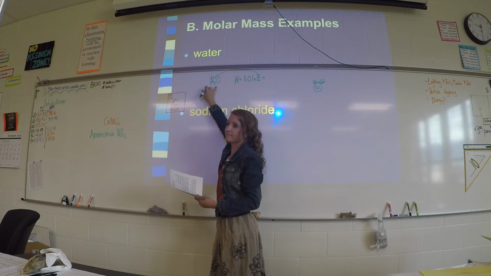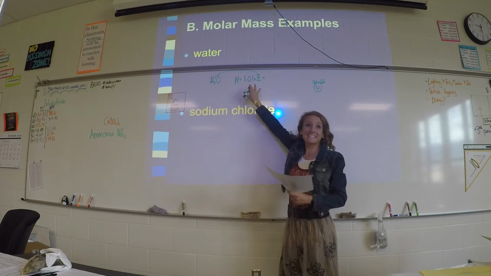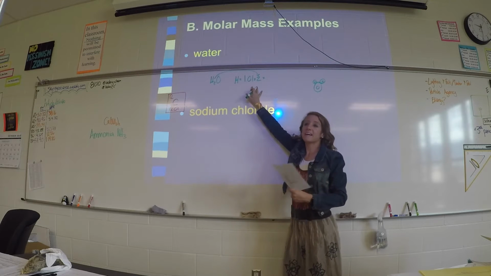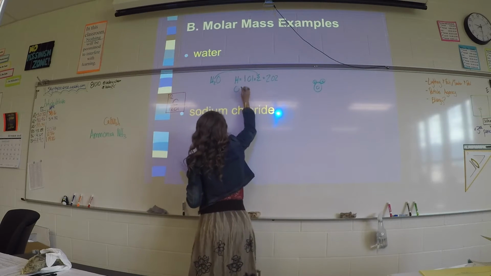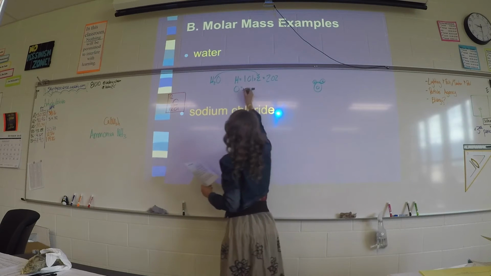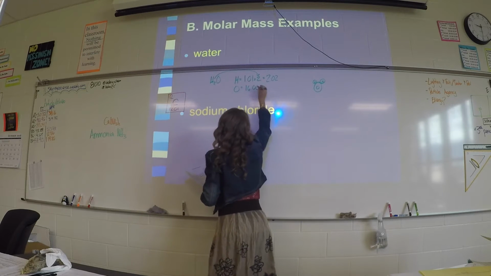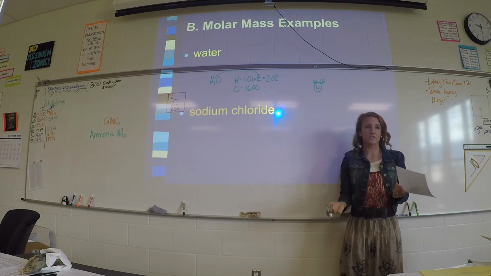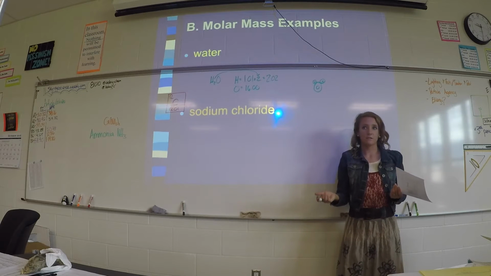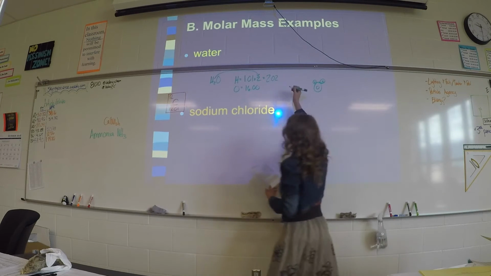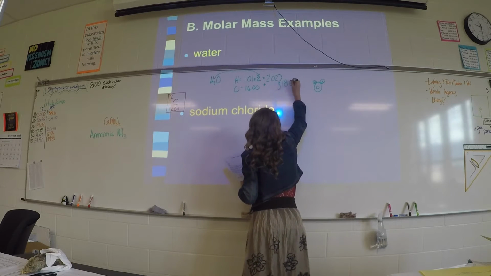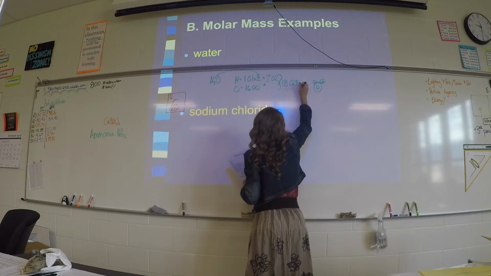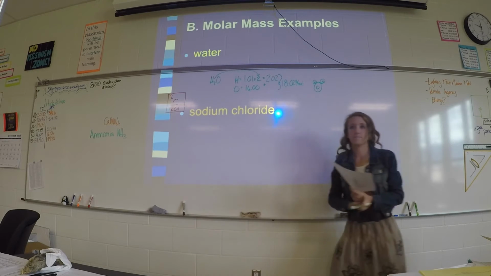Okay, so we're going to take this number, everybody, times it by 2, and then oxygen, that one will round to just 16.00. How many oxygens do I have? One. Just 1, so I don't have to times it by anything. Then you want to add them together, 18.02 grams per mole is your final answer.